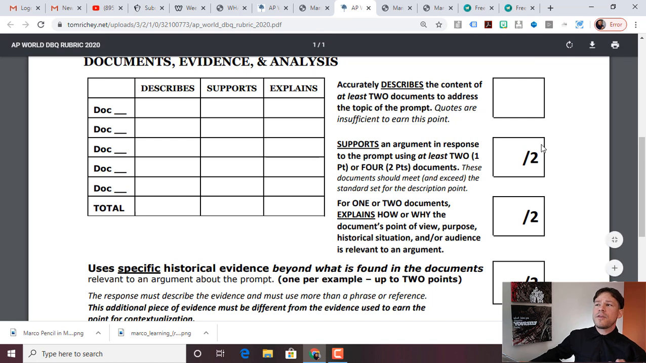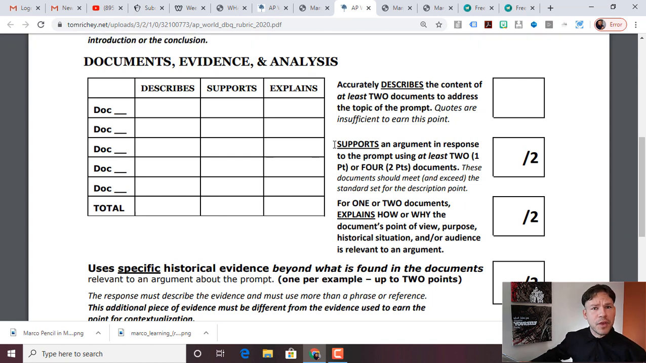Then there is supporting an argument, which is based largely on whether there is a topic sentence at the beginning of the paragraph. If there is a topic sentence at the beginning of the paragraph and your use of the document supports the claim in that topic sentence, then there you go. You have supported an argument.